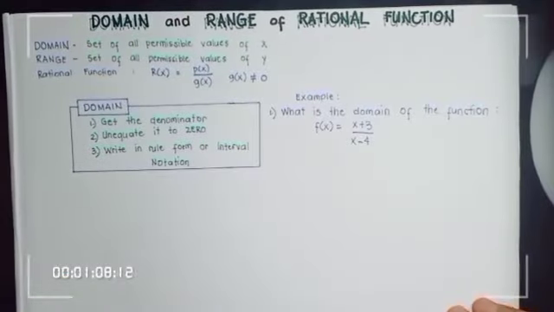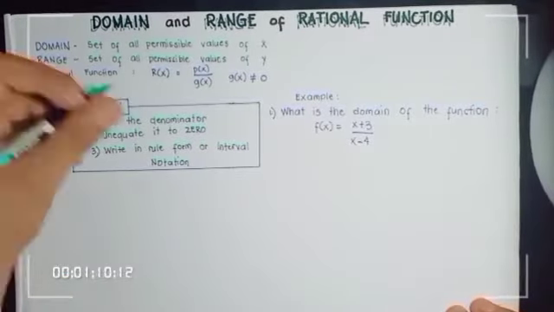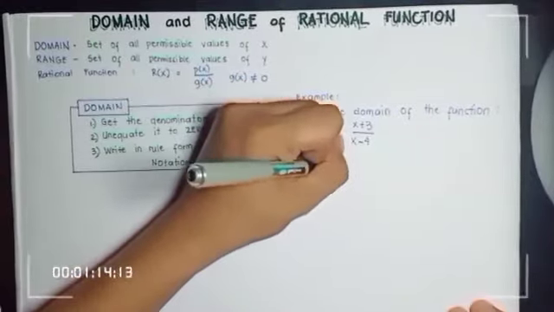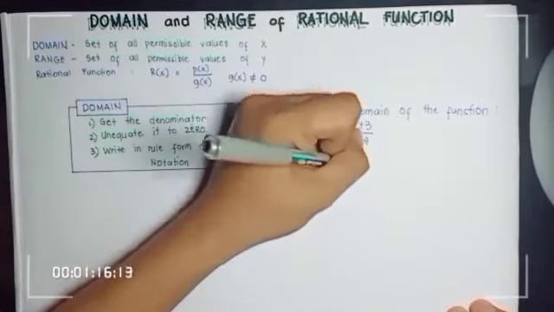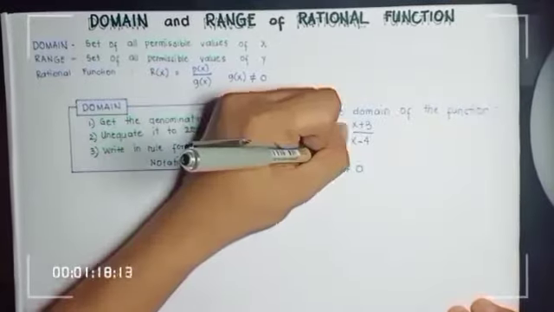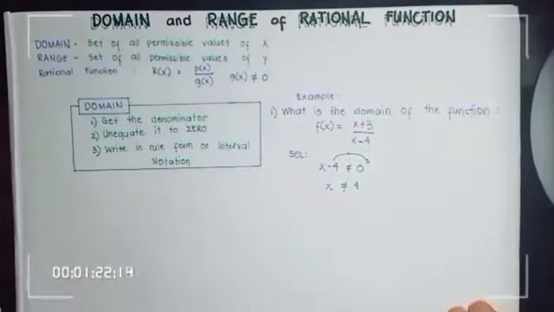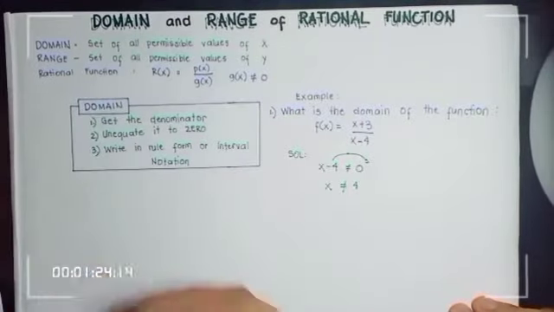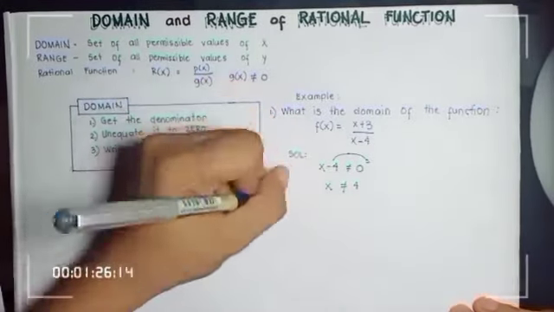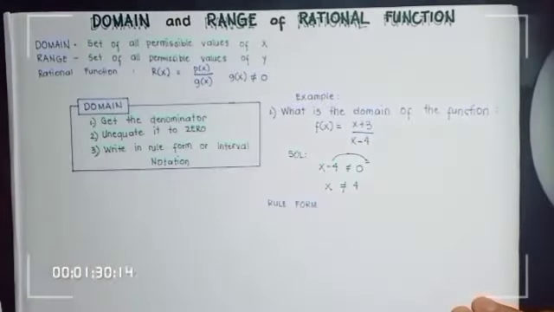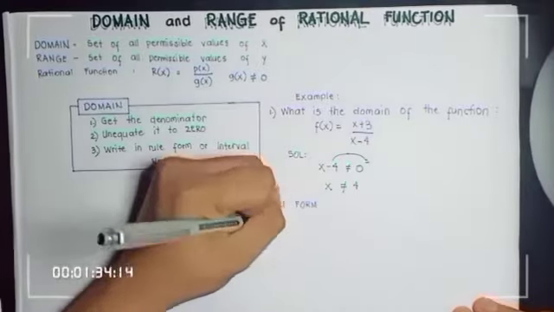For example, what is the domain of the function f of x equals x plus 3 over x minus 4? First step, let us get the denominator, and we equate it to 0. Therefore, transposing negative 4, that becomes positive 4. Therefore, x is not equal to 4. And now, the next step is to write it in rule form or in interval notation.